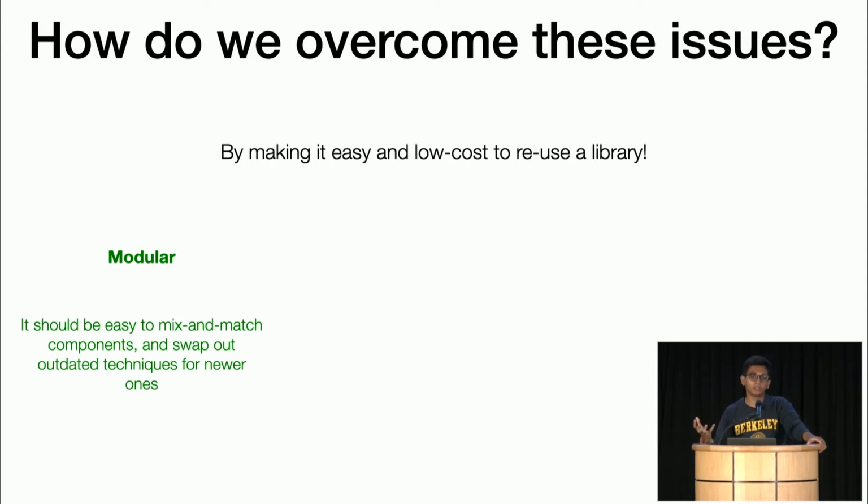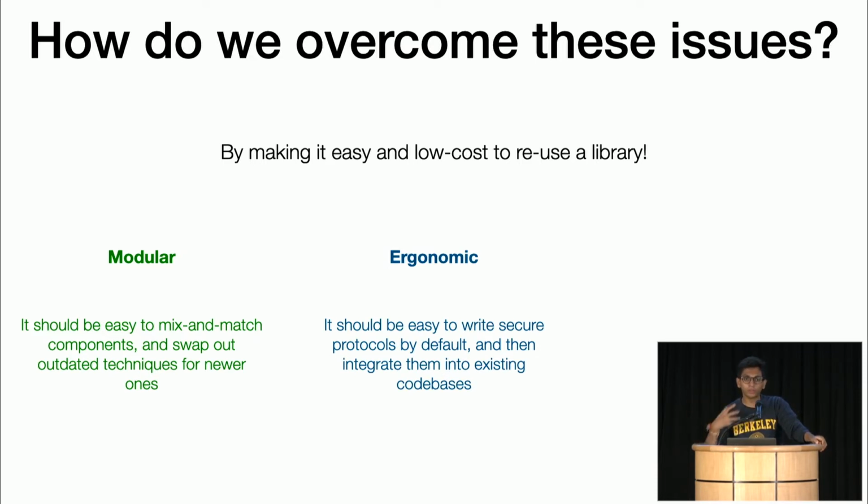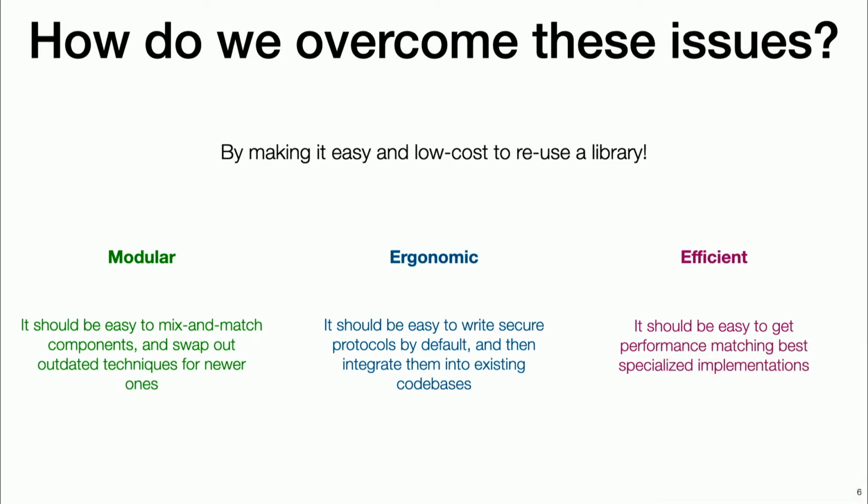To do this, we have to make the library modular, so anybody can mix and match the various components of the library and pick up what they need and discard what they don't need, without causing efficiency overheads. Next, it should be ergonomic to use the library, right? It should be easy to write secure protocols by default and then integrate these into your existing code base without having to jump through a number of hoops. And finally, nobody's going to use your library if it's just a toy, right? It has to be efficient. It should be easy to get performance that matches the best hand-customized, specialized implementations, or at least be within a ballpark. Don't be 10x worse.